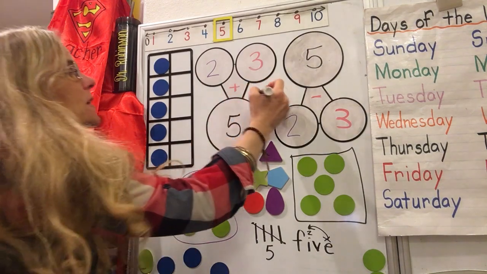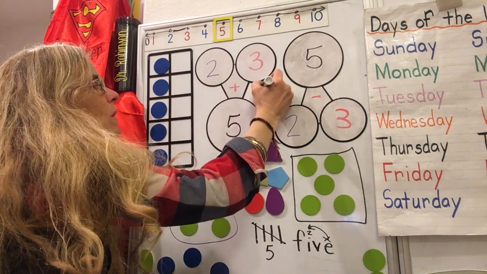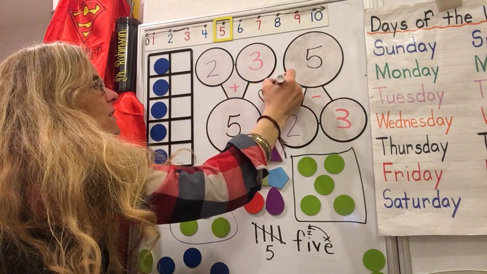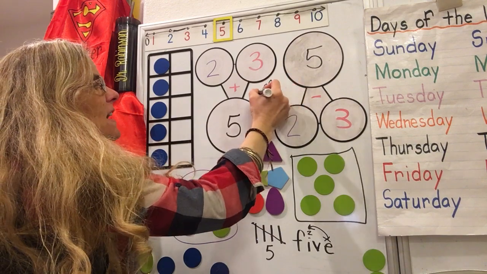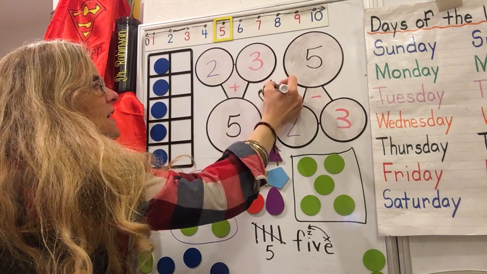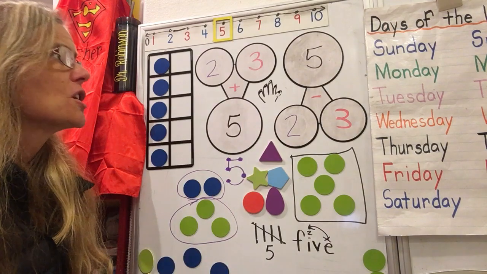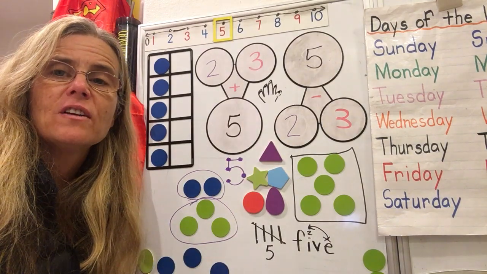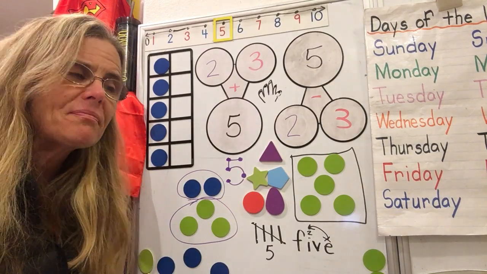Now I'm using my hand. So another way I could do it is to show my hand, my fingers. 1 finger, 2 fingers, 3 fingers, 4 fingers, 5. That's how many fingers that I'm using to show. So fingers could also show 5. Can you think of any other ways?